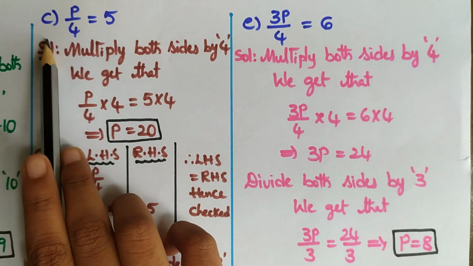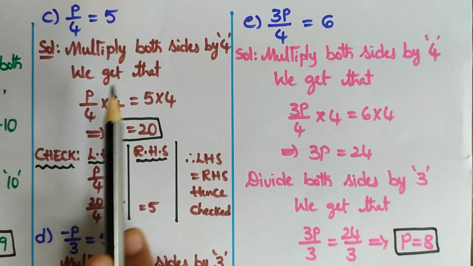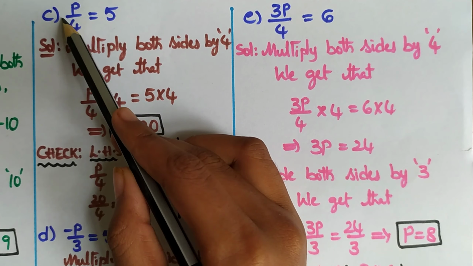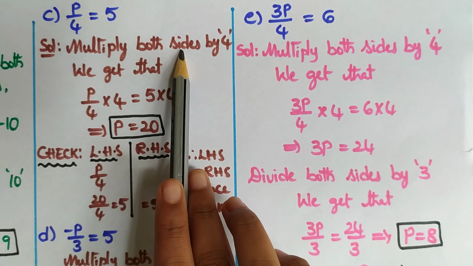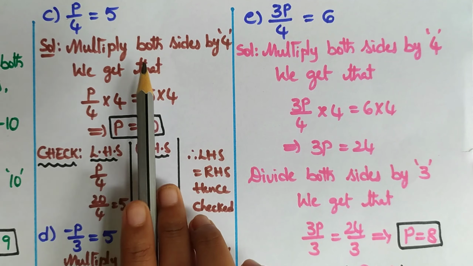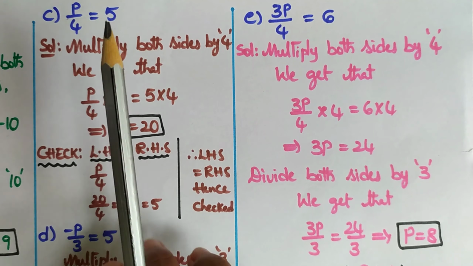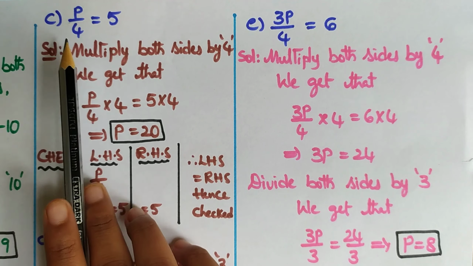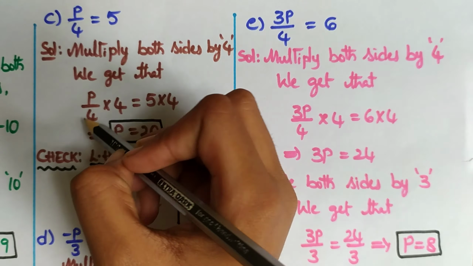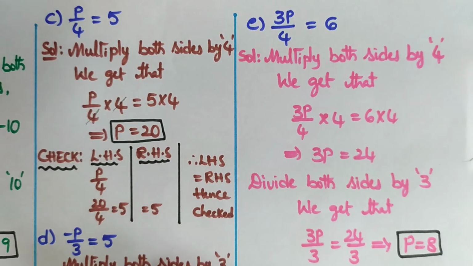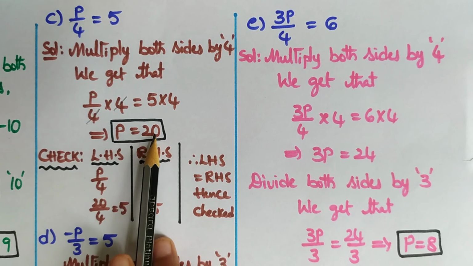Okay friends, now let us see C bit, that is p by 4 is equal to 5. Now you see here friends, p by 4, here it is division, that means you have to multiply. So multiply both sides by 4, we get that p by 4 into 4 is equal to 5 into 4. Now p by 4 into 4, here 4 gets cancelled, so p is equal to 5 into 4 is 20, so p equal to 20.